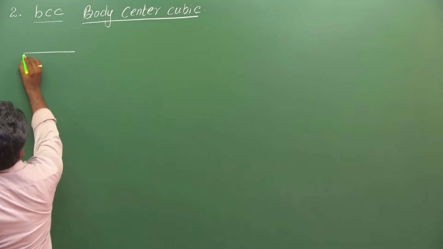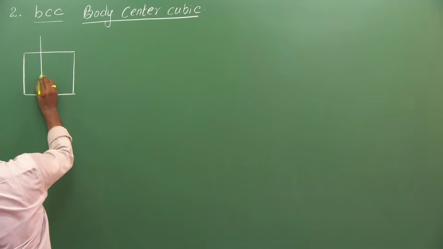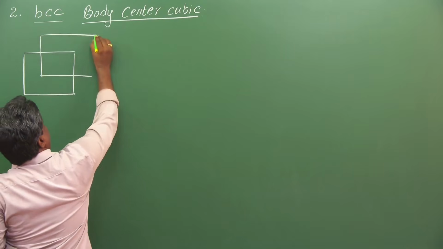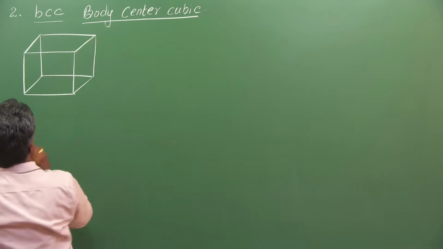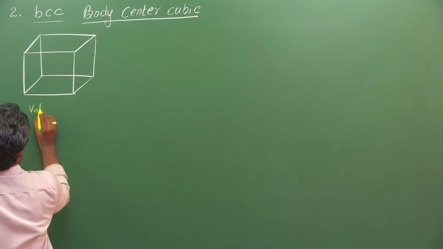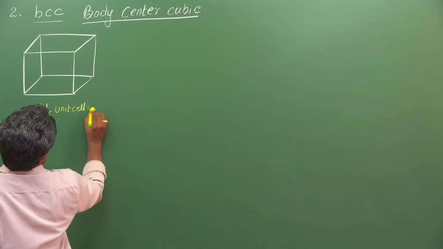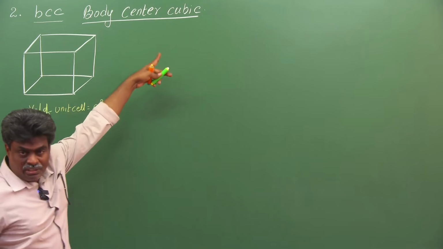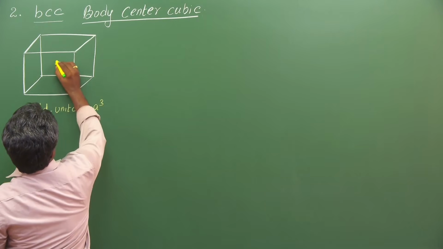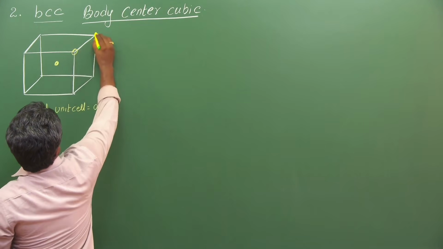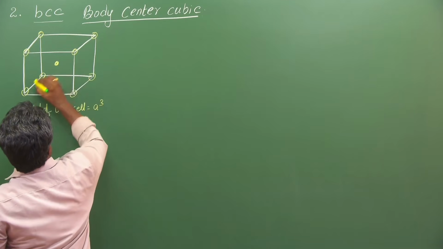Now here we have the BCC structure, body centered cubic. So cubic means the unit cell is a cube. That's why the volume of the unit cell is a cube. Volume of unit cell, no change. This is also a cubic structure, that's why it is a cube. Now, body center: here we have one body center and these atoms are the usual corners, that's it.